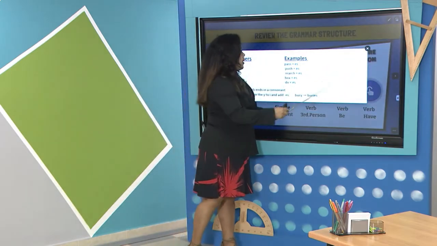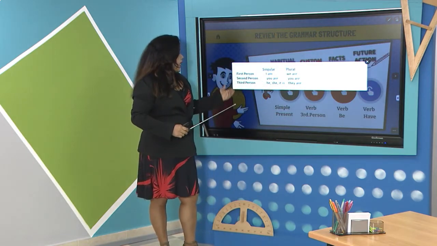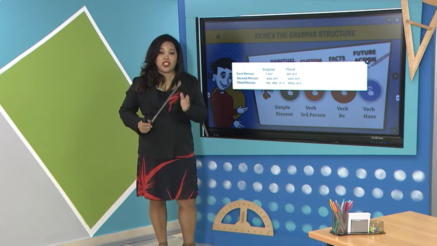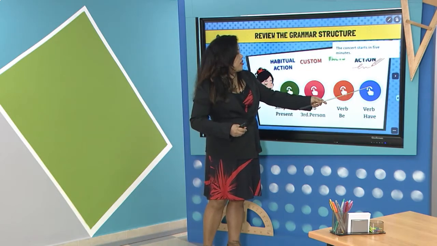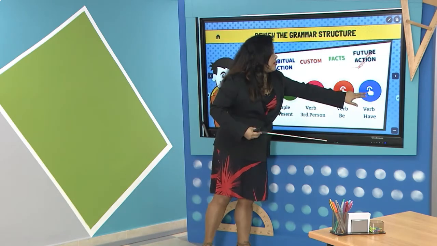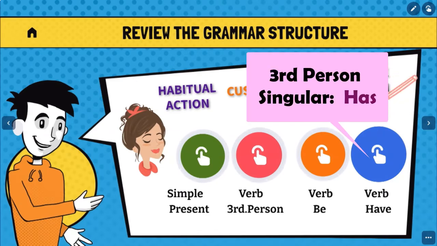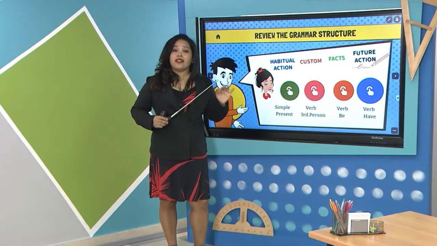Okay, let's see the verb be here. So we have in first person, I am or we are. In second person, you are or you are in plural. And in third person, he, she, or it, we add the verb be is. Let's see the following chart here. With the verb have, remember that with the verb have, we use it only for the third person singular. It's not have anymore, it's has. So this is something that you have to take into account when you are writing sentences or talking. Just the verb in third person singular changes.